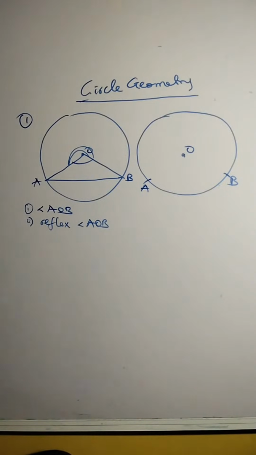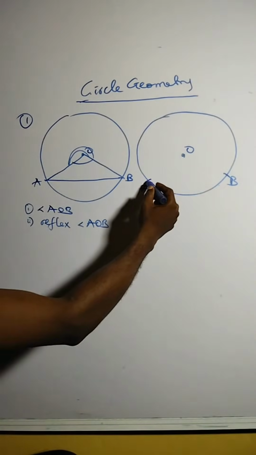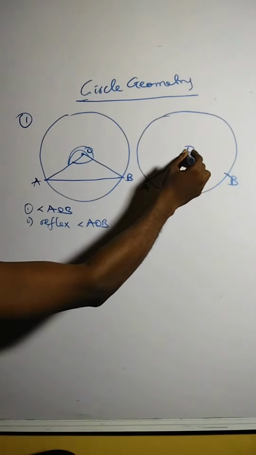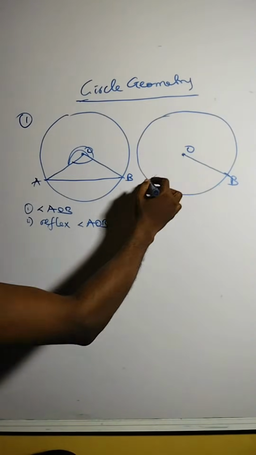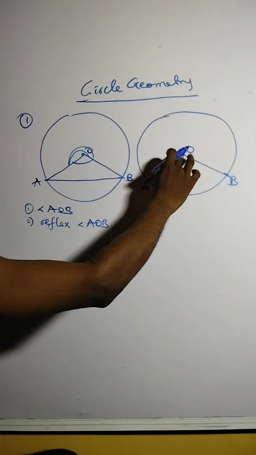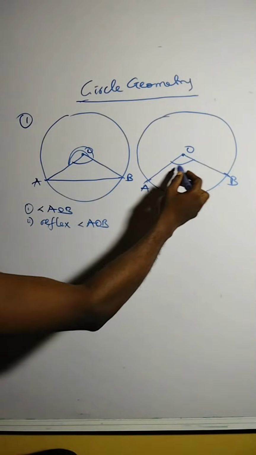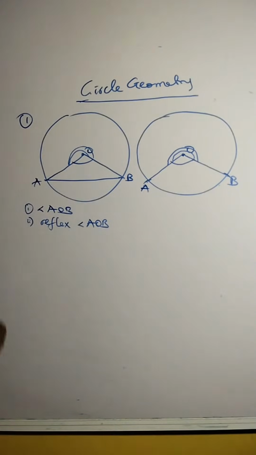Now, it might not be a chord that is forming this angle. It might be an arc. So when we join this point on this arc to the center, and also to the point B here, we also form this angle at the center. So we have this angle inside and also this angle outside. What we are trying to establish here is that a chord or an arc can form angles at the center of a circle.